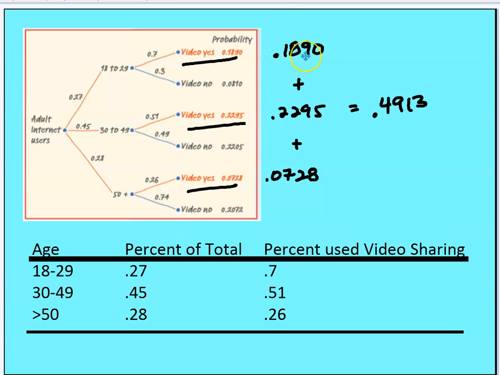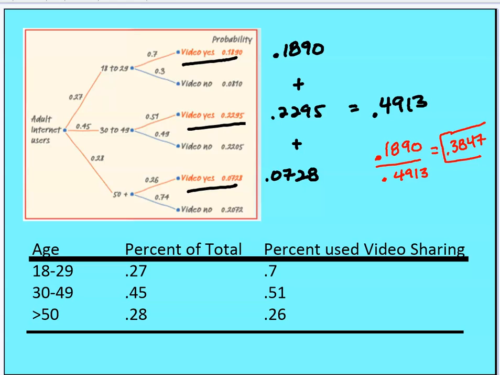So I have 0.1890 are 18 to 29, 0.2295 out of the total are between 30 and 49, 0.0728 are 50 and older. And so out of this group, given that they're video sharers or video users, what percent of this group is between 18 and 29? So we take this portion here over the total, and we're going to end up with 0.3847. So that's how you use a tree diagram to calculate conditional probabilities.